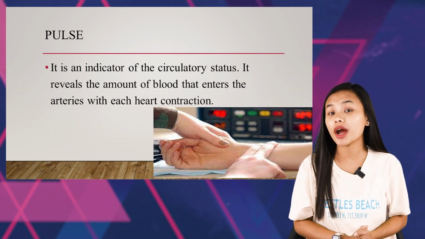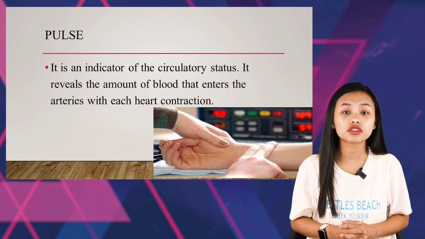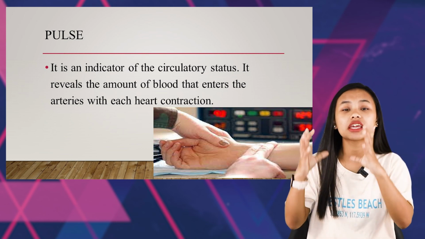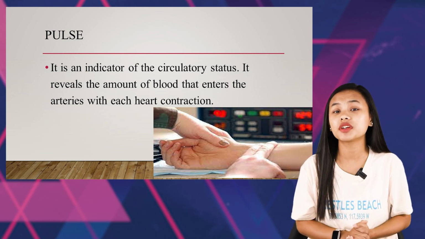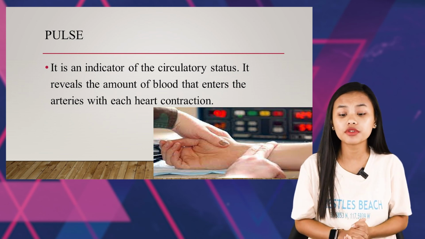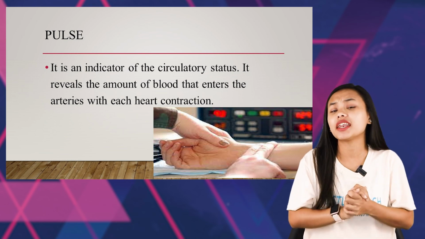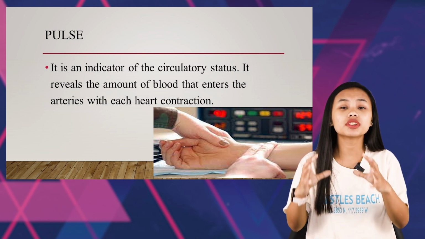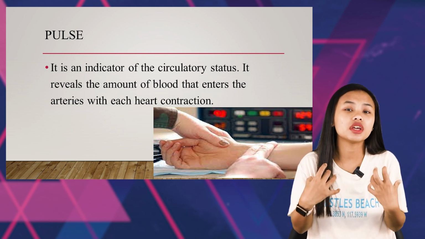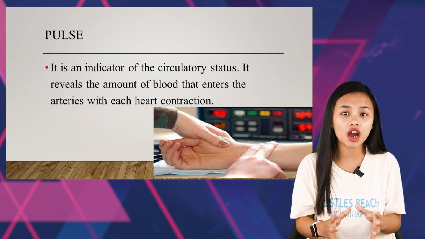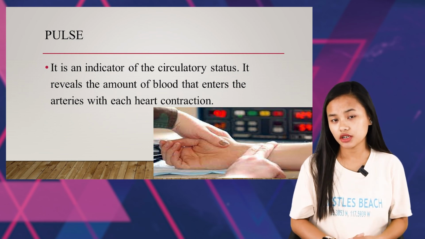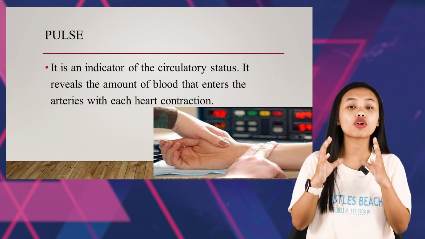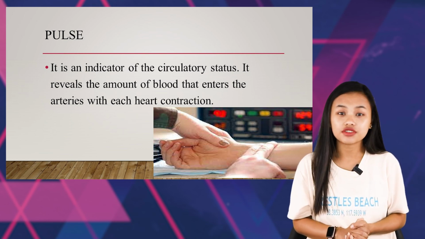This pulse also acts as an indicator of the circulatory system. How does it act as an indicator? It acts as an indicator of the circulatory system. Why? Because it reveals the amount of blood that enters into the arteries with each heart contraction. So the amount of blood which will enter into the arteries with each contraction of the heart will give us an idea of the circulatory status of that client, right? That is why it is said that pulse is also an indicator of the circulatory status.